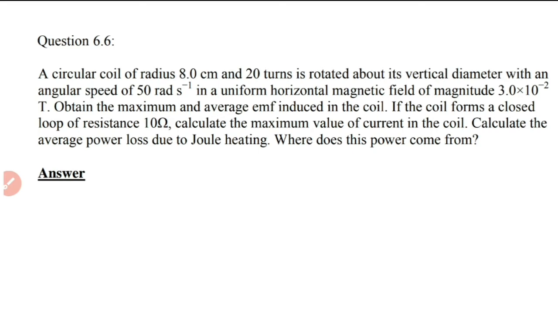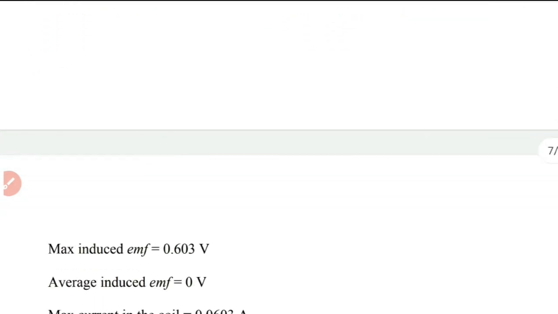If the coil forms a closed loop of resistance 10 ohm, calculate the maximum value of current in the coil. Calculate the average power loss due to Joule heating. Where does this power come from? So we have 3 or 4 sub questions to do. First question is to find the maximum and the average EMF induced in the coil.